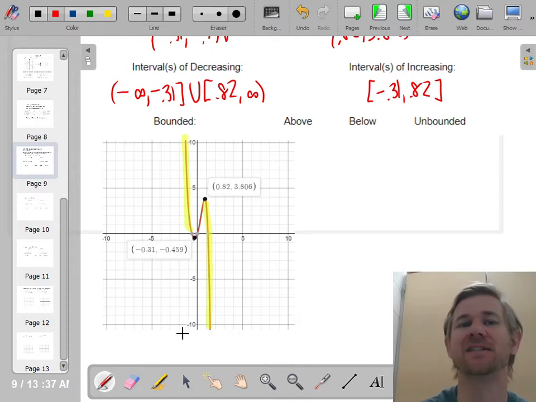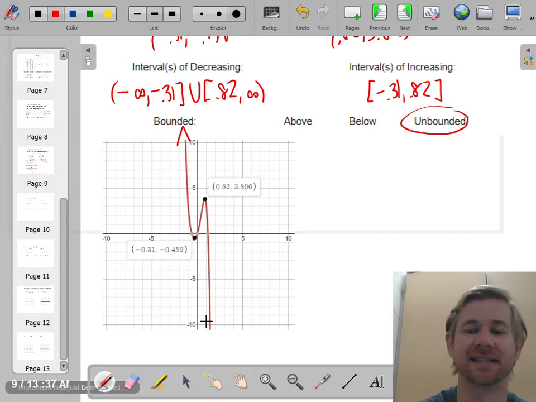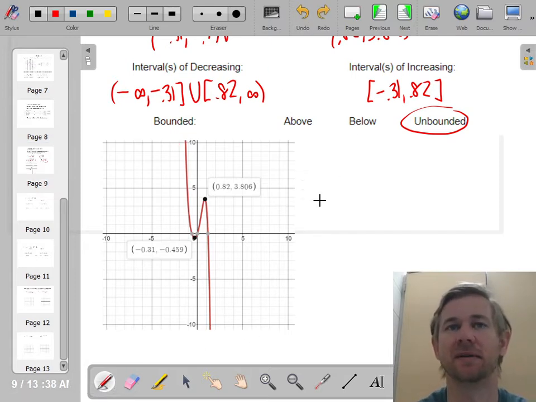Then the last thing is, is this function bounded? If you look at it, it looks like it goes up forever and it goes down forever. That means it is unbounded. It goes up, that means it's not bounded above. It goes down, it's not bounded below. So we say it's unbounded.